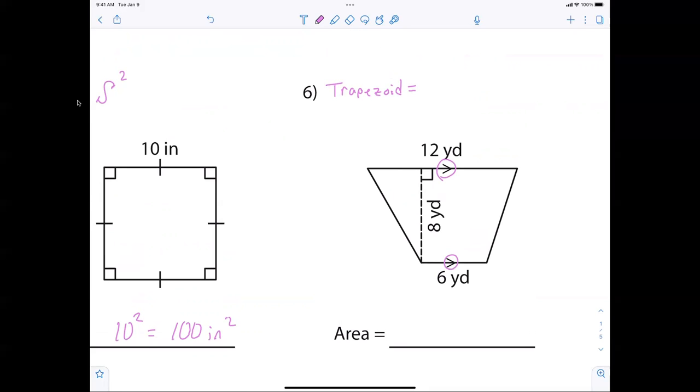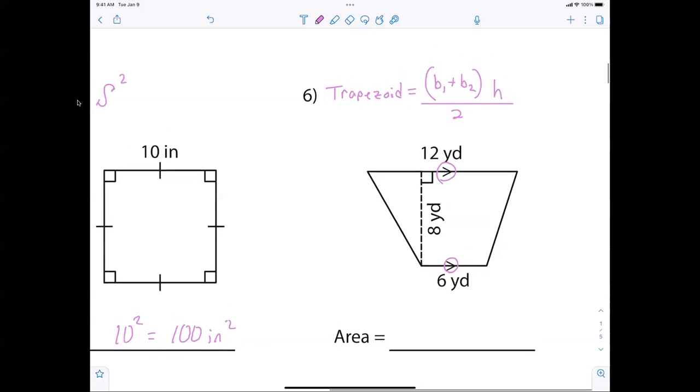Actually, I would like everyone to say it's the average of the bases times the height. What does that mean? How many bases are there? 2. All right. So I'm going to take the average of the bases and multiply it by the height. That's how I like to write it. Average of the bases times the height.